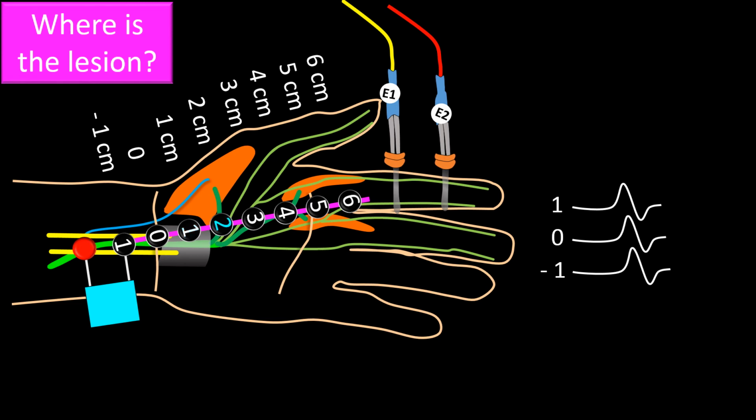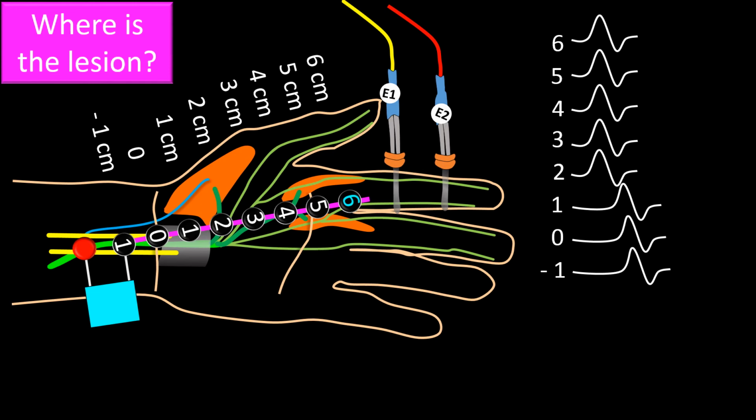Stimulation with the cathode at level 2, indicated by the aqua color number, produces a potential with a different shape and different latency. Stimulation at level 3 produces a potential similar to the previous one. Stimulation at level 4 shows a similar potential. Same at level 5 and at level 6.